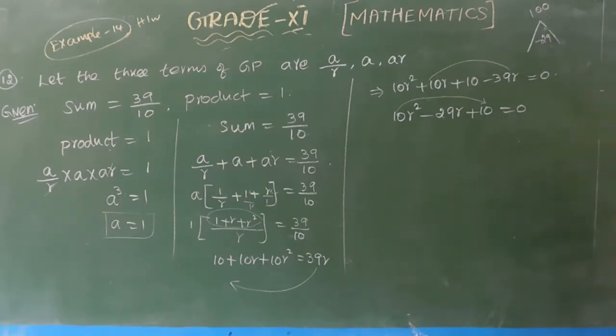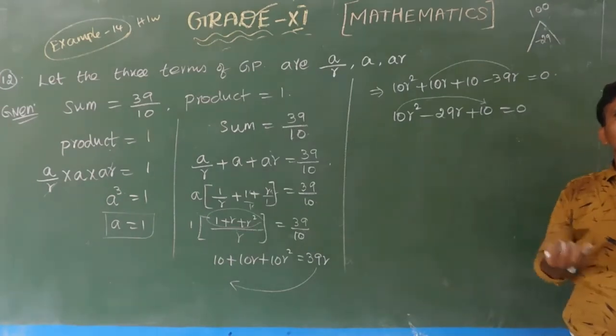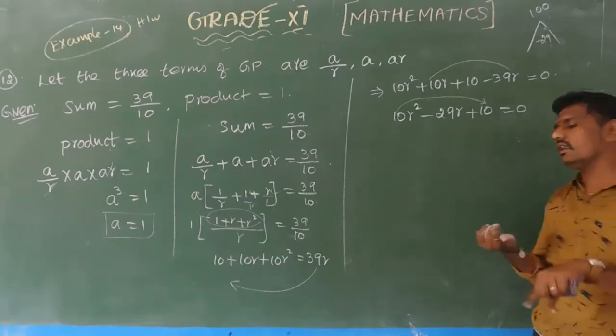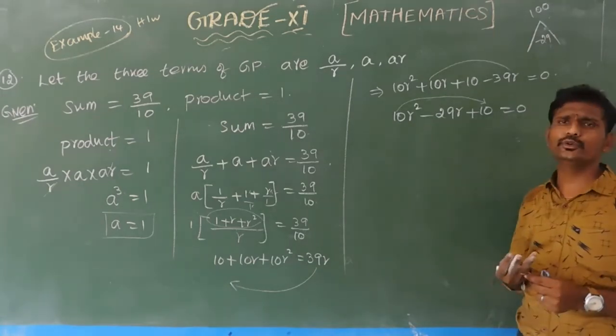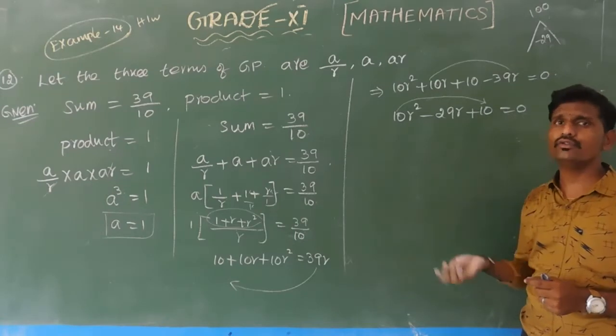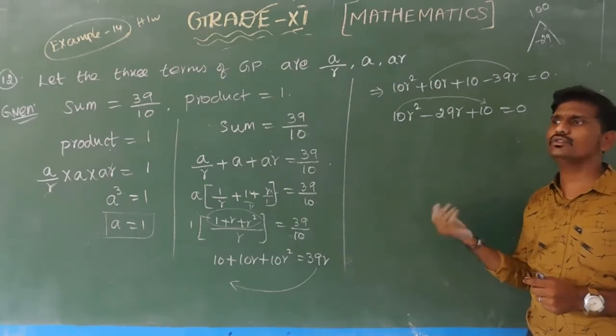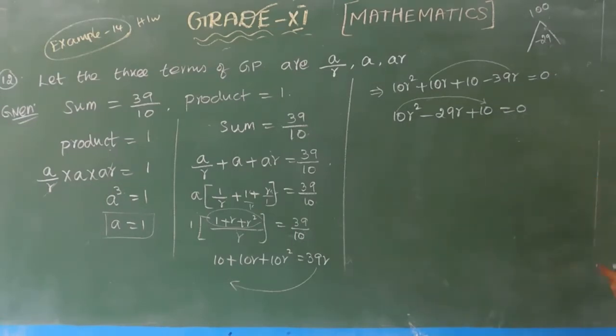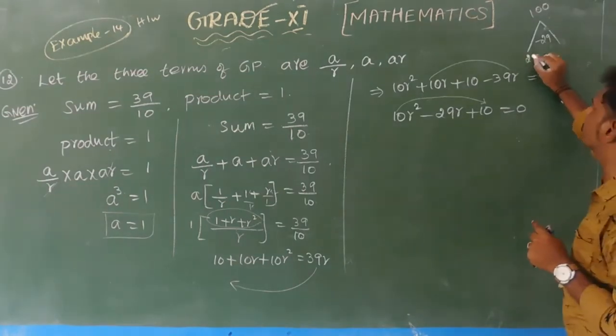Yes students. So can you say the factors of 100? 100 has more factors than that. How? 10 tens are 100, 2 into 50, 4 into 25, and 5 into 20. So you have some other numbers. But for our convenience, only 25 and 4 are correct.